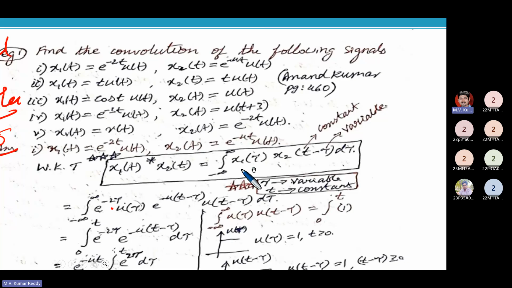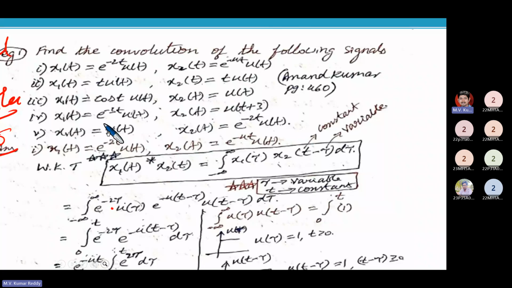In this formula, d tau means tau is the variable, and t is the constant. Here so many members get confused. Remember that t is constant, tau is variable. Very, very important. Tau is variable, t is constant.